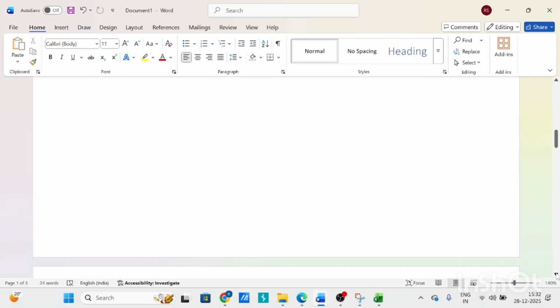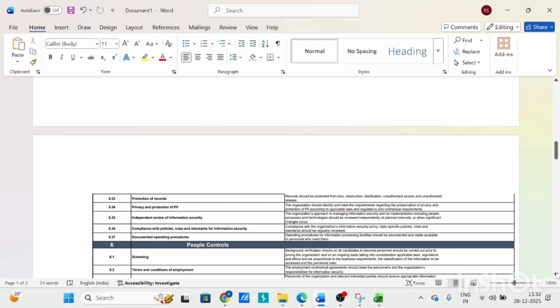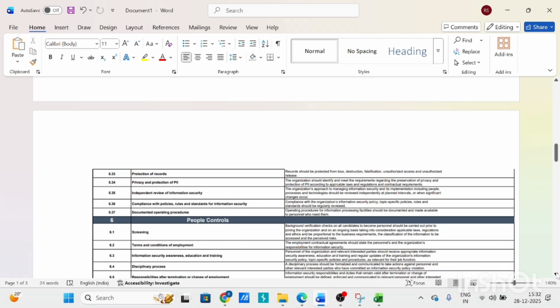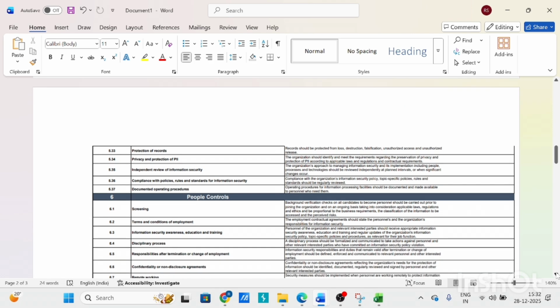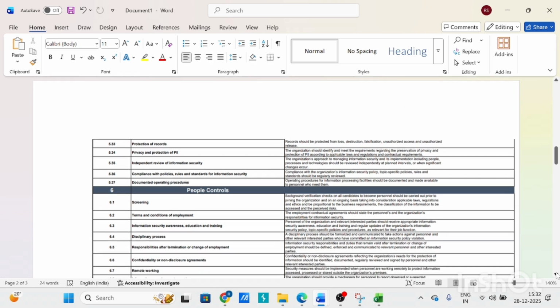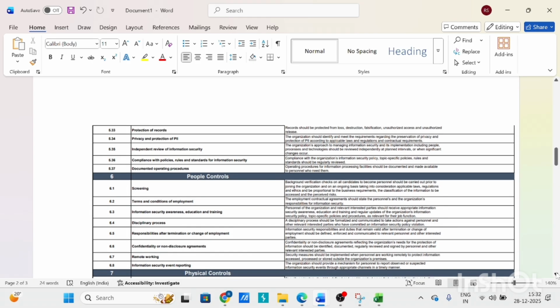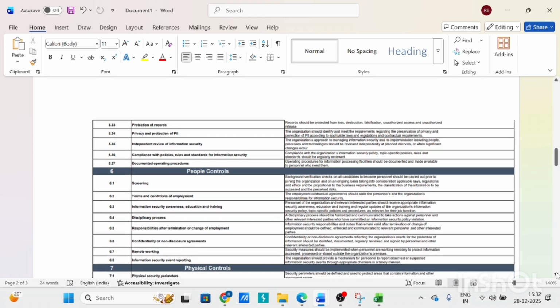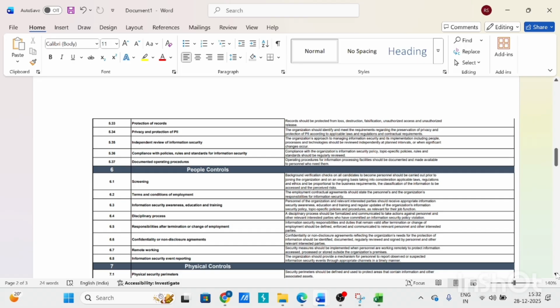Our next control is 5.33, where protection of records comes under this section. Records should be protected from loss, destruction, falsification, unauthorized access, and unauthorized release. 5.34 talks about privacy and protection of PII. The organization should identify and meet the requirements regarding the preservation of privacy and protection of PII according to applicable laws, regulations, and contractual requirements.